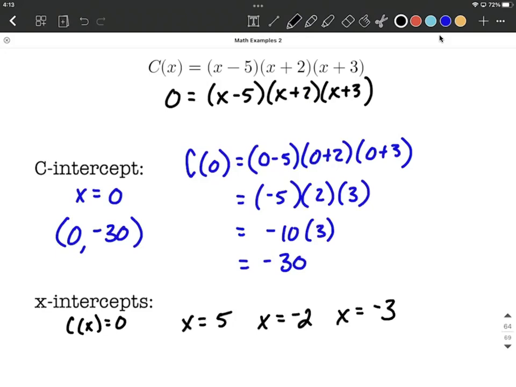And because everything's multiplied together, as you multiply 0 times everything else on the right side, the whole thing is going to equal 0. Now written as ordered pairs, this would be an x value of 5, a y value of 0, x value of negative 2, y value of 0, and finally negative 3, 0.